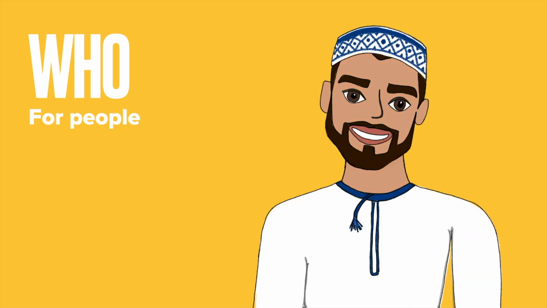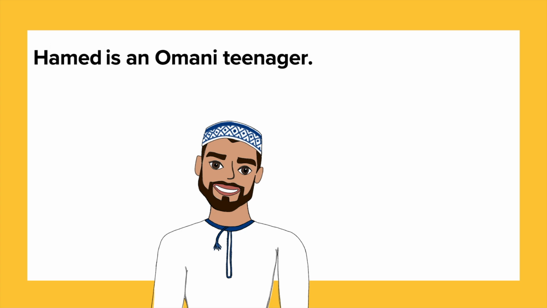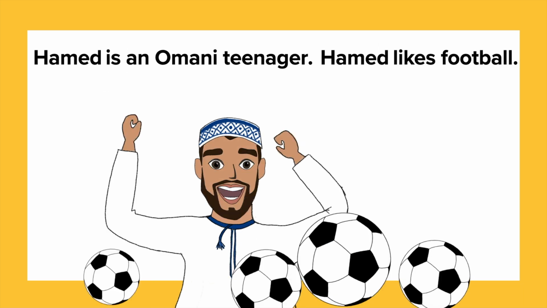Let's get started. Our first relative pronoun is who, and we use who to refer to people. Let's start with our first example. Hamid is an Omani teenager, and like most Omani teenagers, Hamid likes football. Like he really likes football. Now, in these two sentences, I have Hamid repeated, which is a little boring.